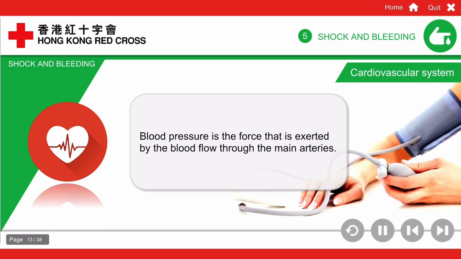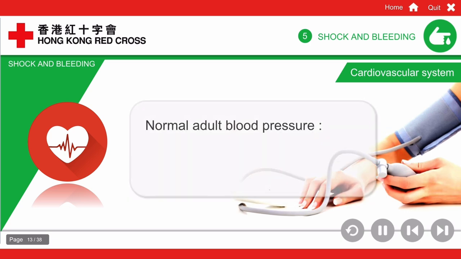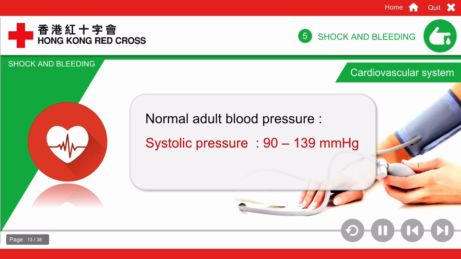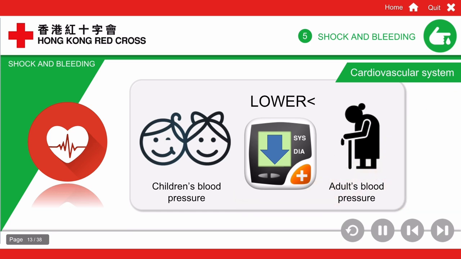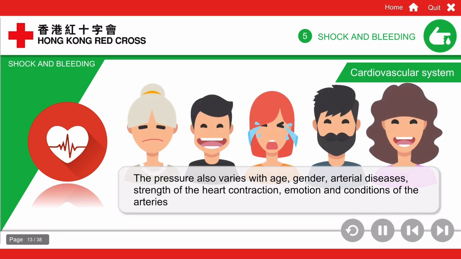Blood pressure is the force that is exerted by the blood flow through the main arteries. Normal blood pressure for an adult lies between 90 to 139 mm of mercury for systolic pressure and 60 to 89 mm of mercury for diastolic pressure. Children's blood pressure is usually lower than that of adults. The pressure also varies with age, gender, arterial diseases, strength of the heart contraction, emotion, and conditions of the arteries.